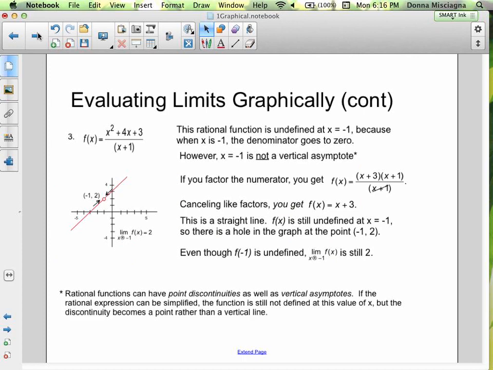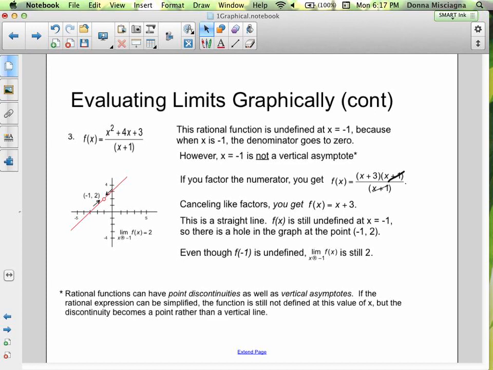We could factor, right? So that numerator factors to x plus 3 times x plus 1. We could cancel out the two x plus 1. We can cancel those two out, leaving f of x equals x plus 3. So it is the graph of a straight line. However, it is still undefined at x equals -1, because it made the original denominator equal to 0.